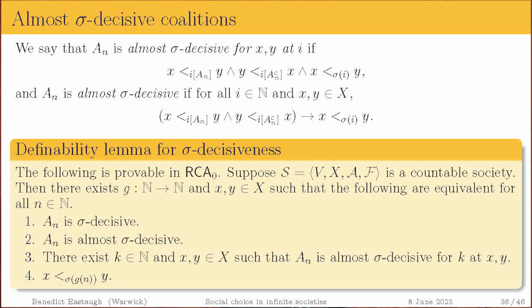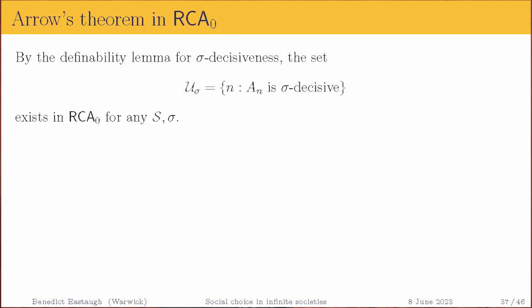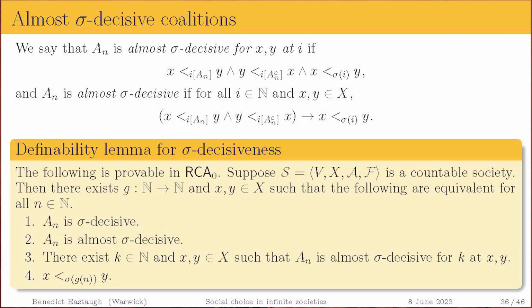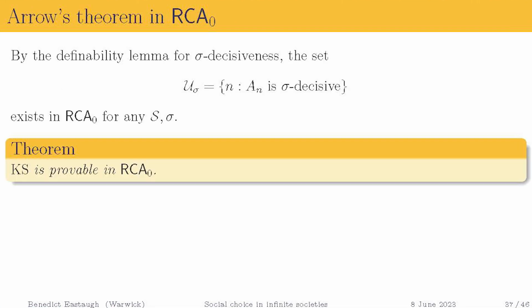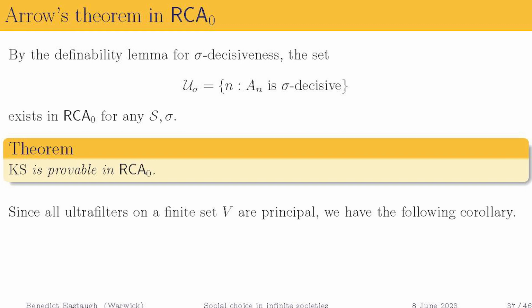It's the heart of Kerman and Sondermann's proof of Arrow's theorem and of their theorem. And it also allows us to prove the Kerman-Sondermann theorem in RCA 0, because if you look at this, you'll see that condition 4 doesn't have any quantifiers in. So we can prove that the set of indexes for coalitions that satisfy this condition exists in RCA 0. So this lets us prove the Kerman-Sondermann theorem in RCA 0.